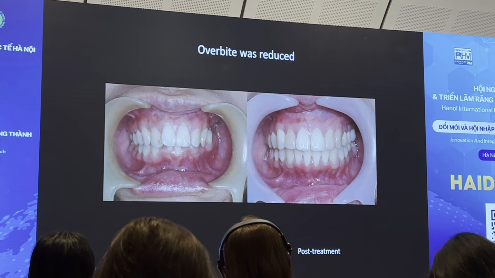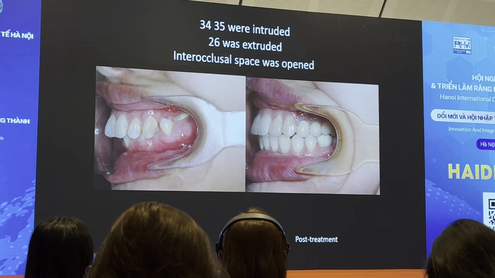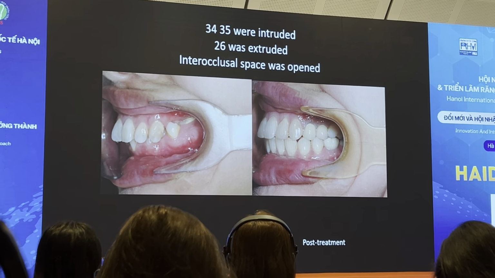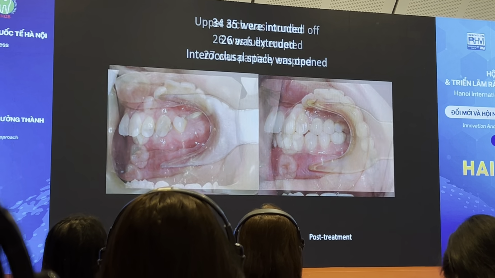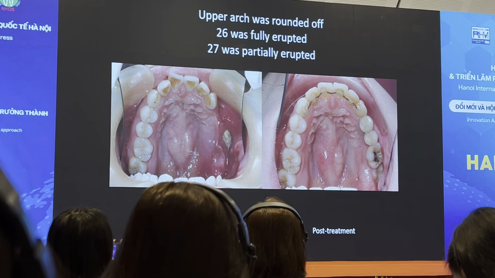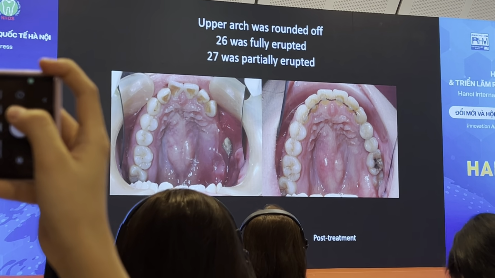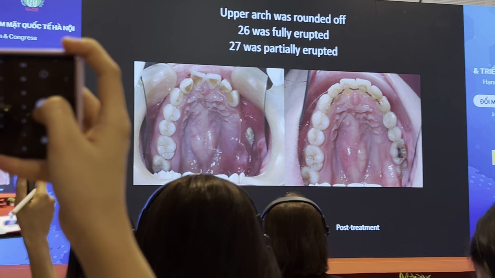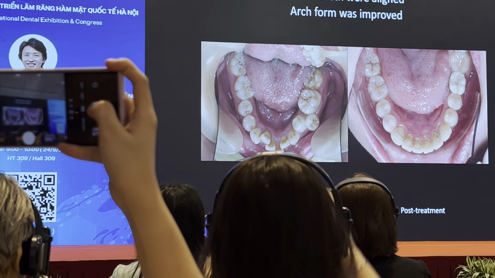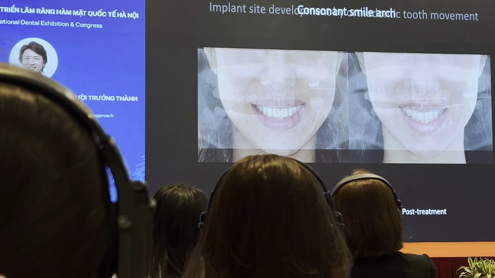Before and after treatment, intraoral frontal view: overbite was reduced, 3-4 and 3-5 were intruded, 2-6 was extruded, and interocclusal space was open. Upper arch was rounded off, 2-6 was fully erupted, and 2-7 was partially erupted but not in occlusion with the lower teeth. The lower arch form was improved. The smile arc was improved.